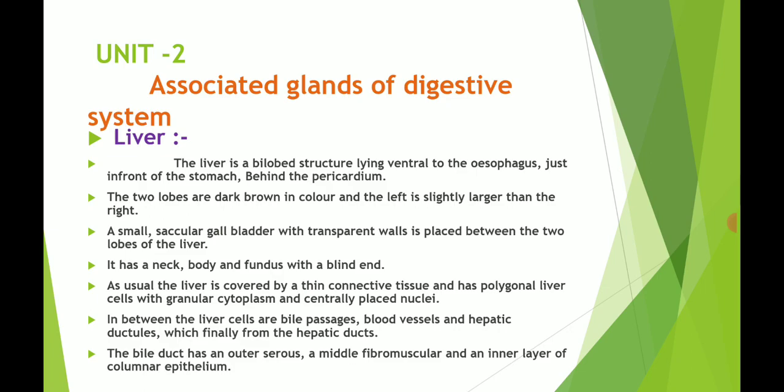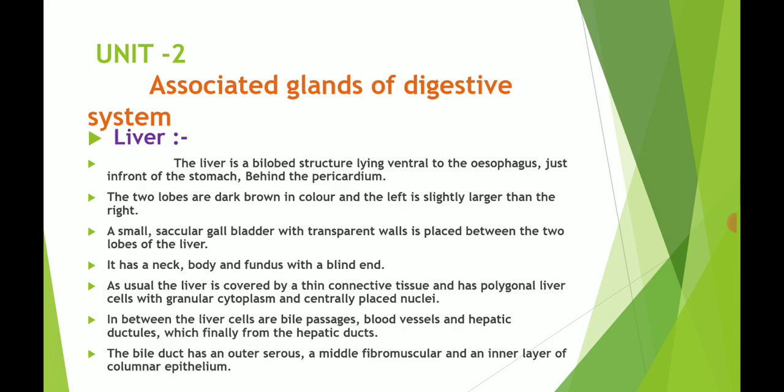the various digestive glands which take part in the process of digestion. In the digestive system, there are various glands that play a role in digestion. The first is the liver. The liver is an associated digestive gland. The liver is a bilobed structure lying ventral to the esophagus, just in front of the stomach, behind the pericardium.